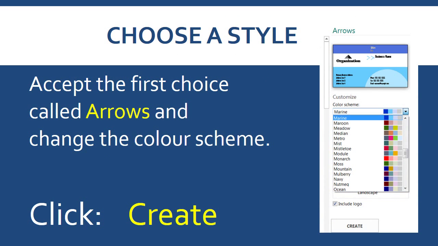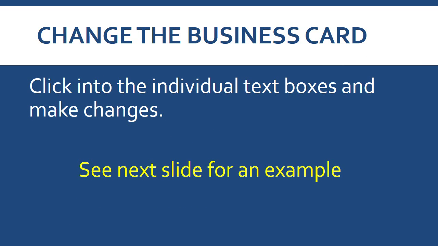So you're going to accept the first choice of style for the business card, called arrows, and then change the colour scheme on the right hand side to whichever colour scheme you like. I've chosen marine here, but you can have any colour, and then you click the Create button. A business card will come onto the screen with different sorts of text boxes on it, and you'll click into the individual text boxes and make changes. And you can see the next slide for an example.